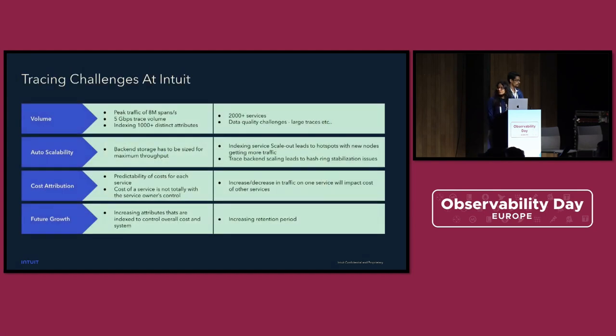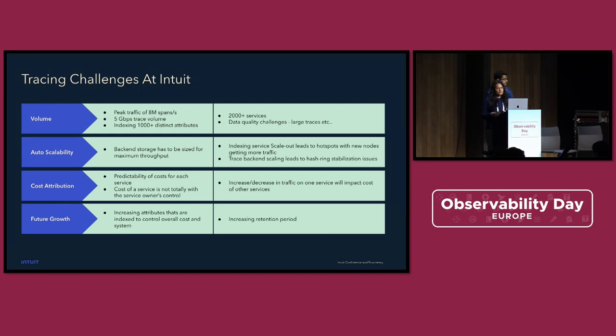Now let's move on to some challenges at Intuit for distributed tracing. We have already mentioned that we have more than 2,000 services and each of these services can have different attributes. So overall, we have more than 1,000 distinct attributes. The traffic can also peak up to 8 million spans per second. So indexing these attributes can have huge implications on cost.